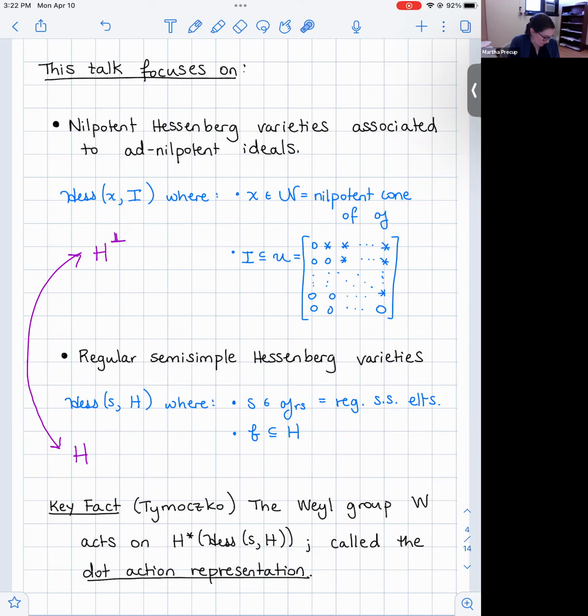So for us, one of the motivating key facts of this talk, which is due to Tymoczko, is that the Weyl group W acts on the cohomology of these regular semisimple Hessenberg varieties. So we get a representation on this cohomology, this graded representation, and we'll call this the dot action representation. We get one of these representations for every single Hessenberg space that we pick.